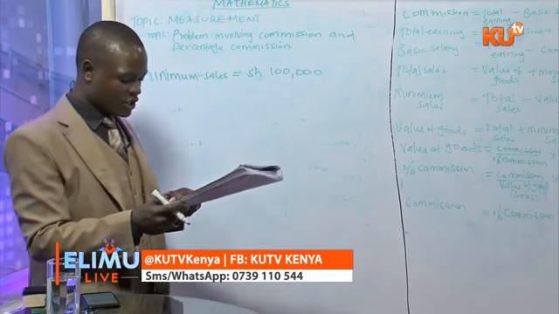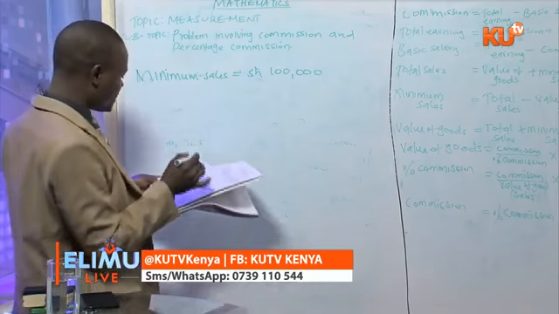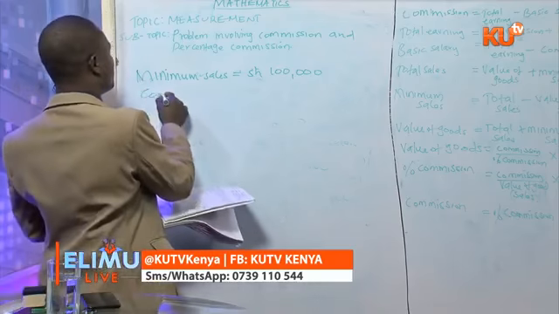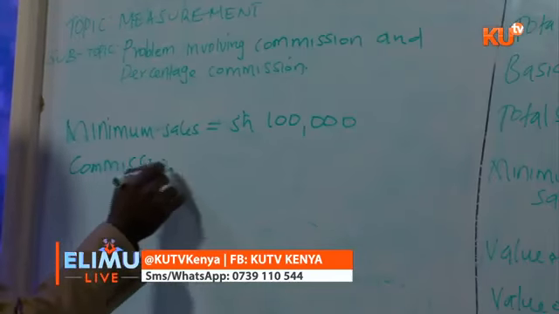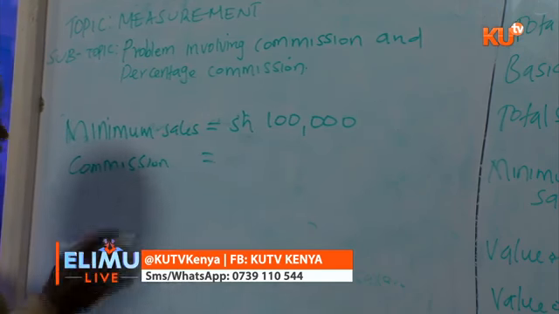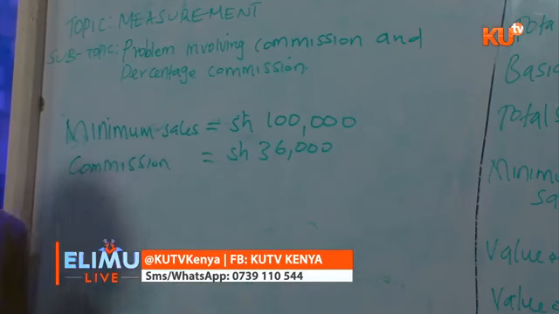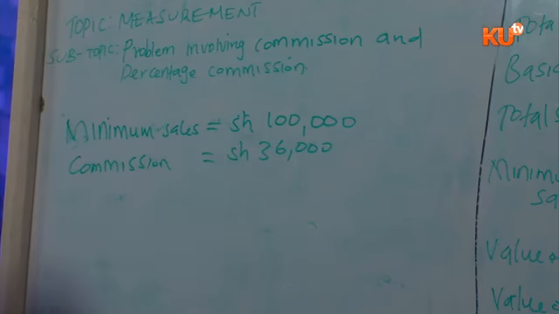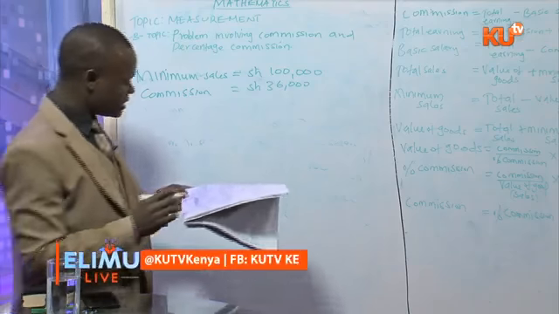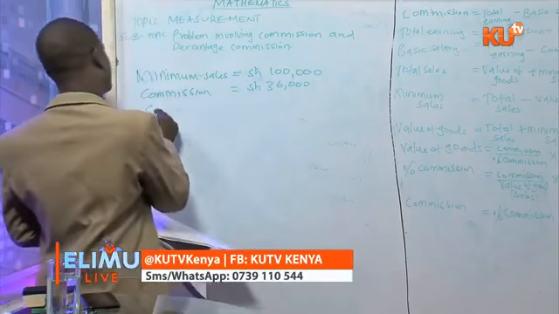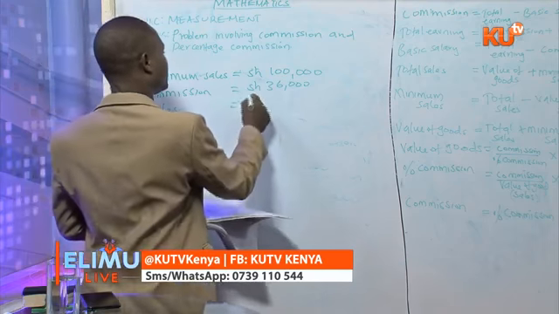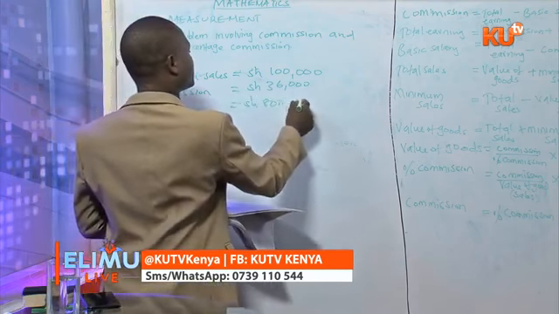Then we have the commission. So commission, it was given as 36,000. We have the commission as 36,000 shillings. And then the total sales that he made in that month was 800,000 shillings. So the total sales is 800,000 Kenyan shillings.